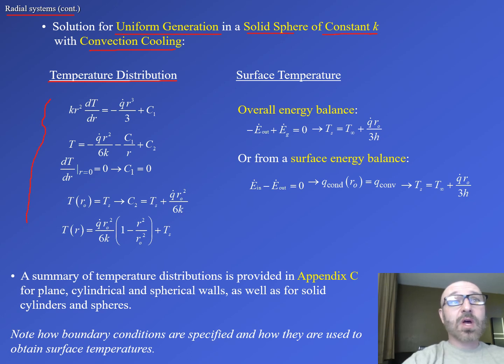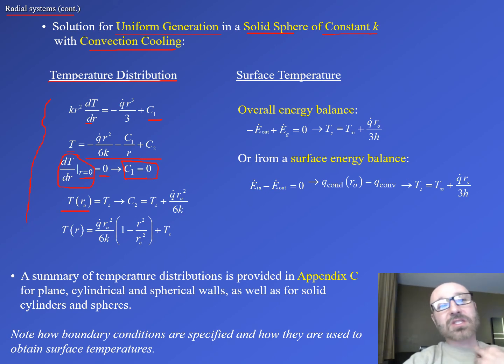We can start up here with k times r squared times our change in temperature with respect to distance along r, which is equal to Q dot times r to the third divided by 3, plus our constant C1. Then we come down and solve for T, and we can do another integration to get this, and we have our C1 and our C2. Then we say the change in temperature with respect to dr when r is equal to 0 is equal to 0, so we can solve for our C1. Our C1 becomes 0. Plug back in, and we get this relationship.